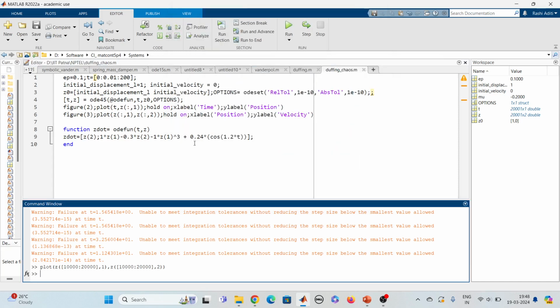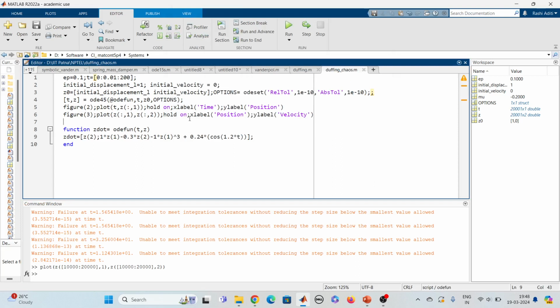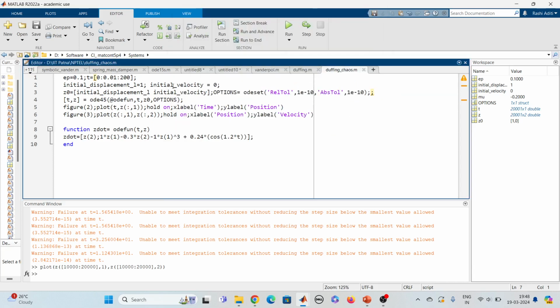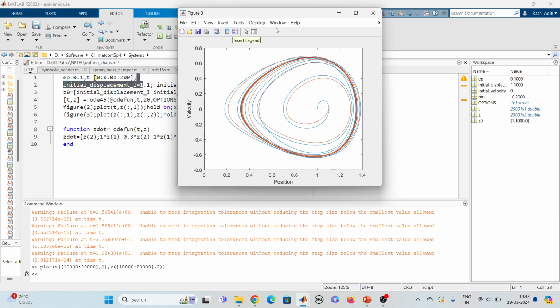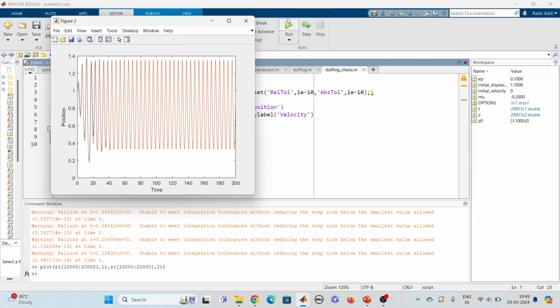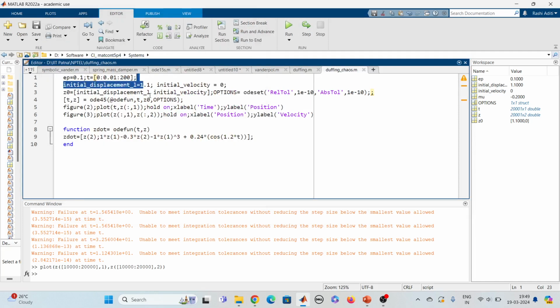Now, if this is a periodic cycle, let me just try putting hold on. Now I change the initial condition, let us say 1.1, and again simulate. See what happens. What can you see? You can see that it is actually taking the same behavior. Okay, though I have changed the initial condition, it is going to the same periodic oscillation, right? So my periodic oscillation is not sensitive to initial condition.